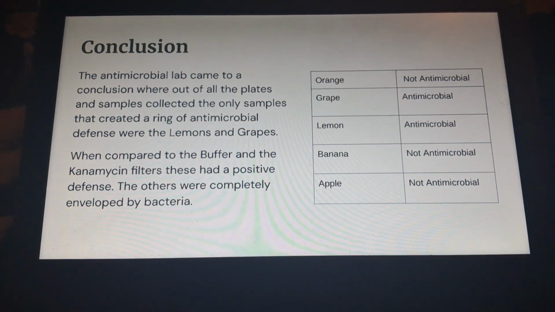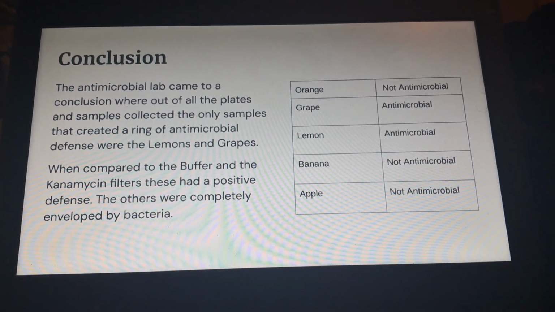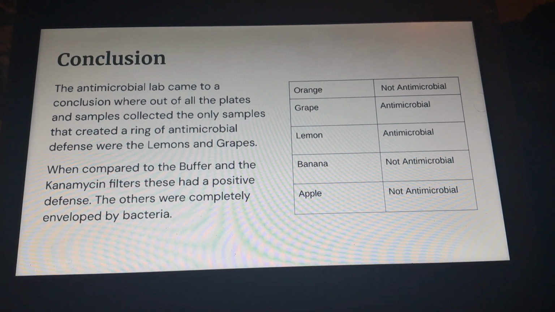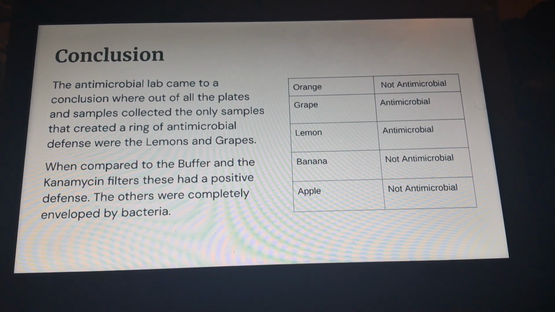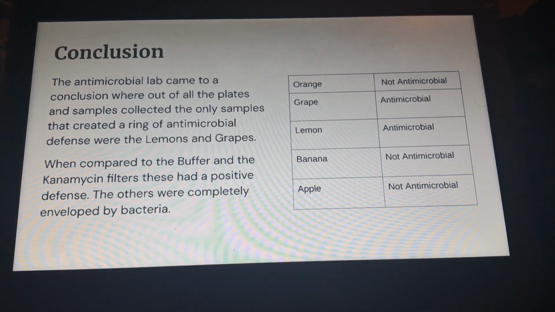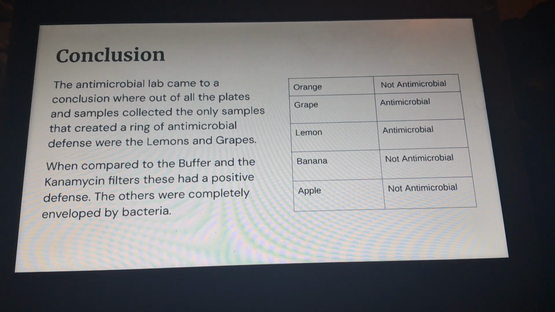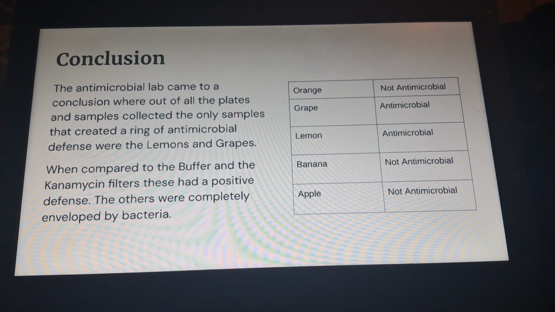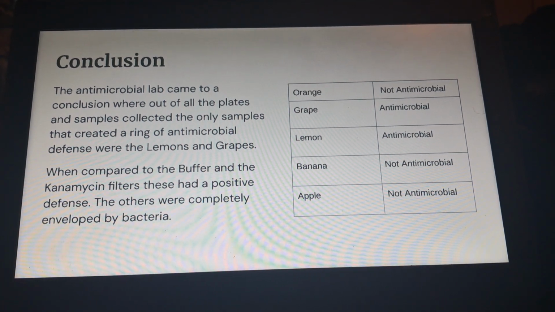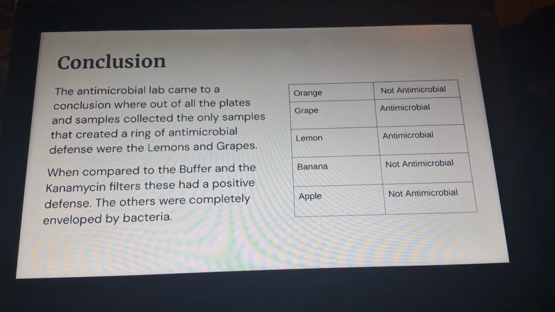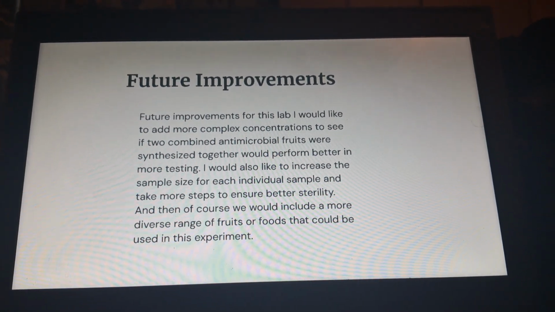All right, and then our conclusion for this project: we had an antimicrobial lab, and came to the conclusion that all our plate samples collected created a ring of antimicrobial defense, where the grapes and lemons were the only 2 fruits that actually had an active defense when compared to the buffer and the kanamycin, where they were completely enveloped in the bacteria. So oranges not antimicrobial, grape antimicrobial, lemon antimicrobial, banana not, and apple not antimicrobial after all of our testing and data collection. So the final slide would be the future improvements.